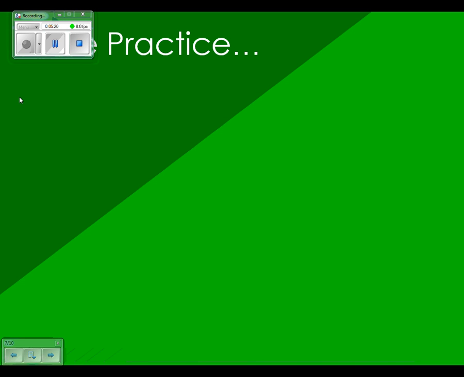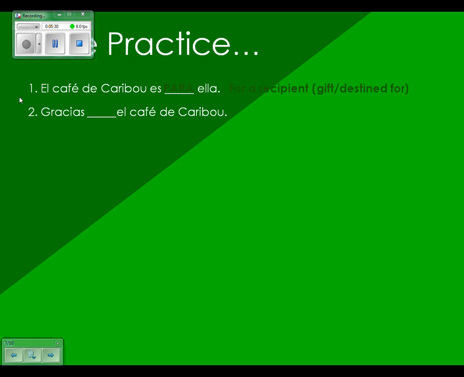Now we have more practice with the confusing contrasting uses of por and para. 1. El café de Caribou es blank ella. It is para ella because it is for a recipient, so the Caribou coffee is for her. 2. Gracias blank el café de Caribou. It is por because it is in exchange for. You give thanks in exchange for the coffee, so it translates to thank you for the Caribou coffee. Though both of these seem like they would be for a recipient, the key term gracias indicates that number 2 is exchanged for.